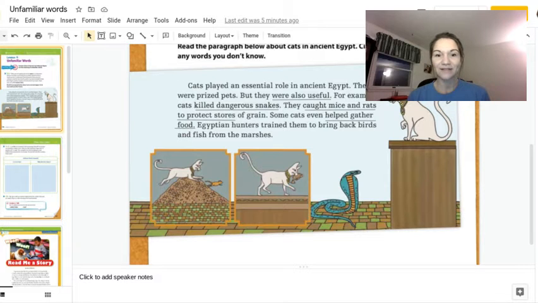All right, readers, look at the context clues that I've underlined. Were also useful. They killed dangerous snakes. They caught mice and rats to protect stores of grain. They helped gather food. Which word looks like an unfamiliar word that these context clues might be describing? Are you thinking like me that the word is essential? All right, so essential is the vocabulary word that we're looking at. Cats played an essential role.